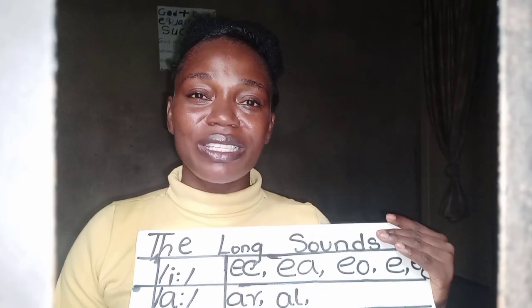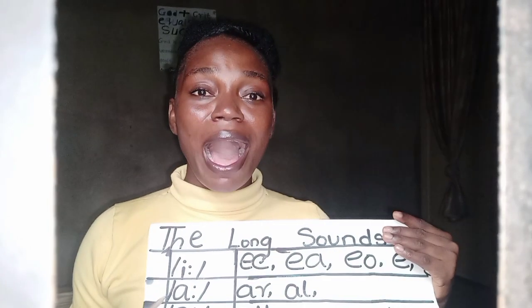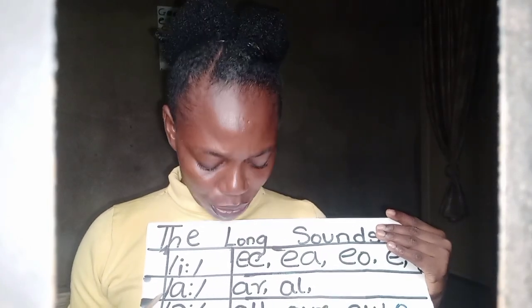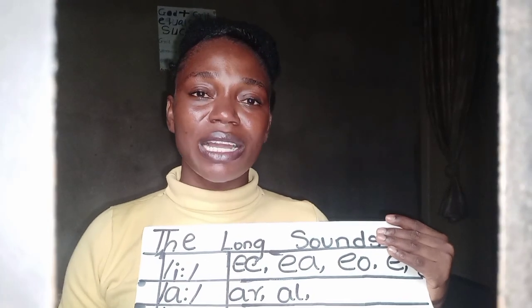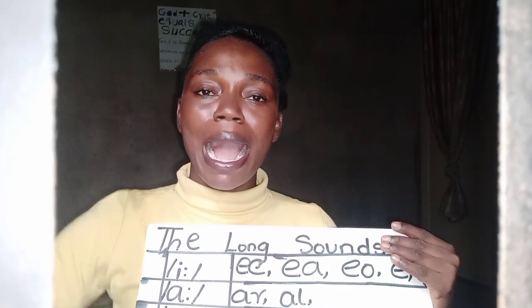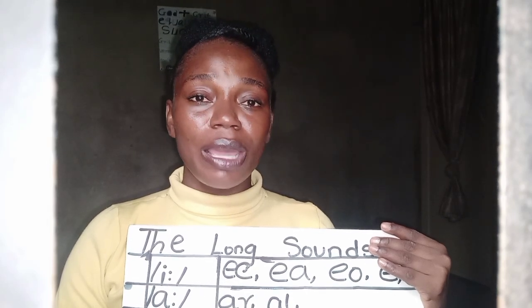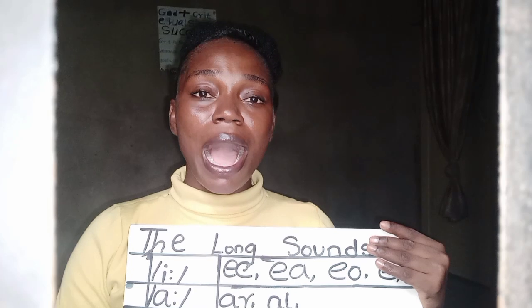Now let's go over to the second long sound on my list. And that is the R sound. We have the R sound in words spelled with AR. Example, arm, arm. The next one is words spelled with AL. Example, there is almond, ALMOND, almond. Remember that the word is not pronounced with an L sound, but almond.